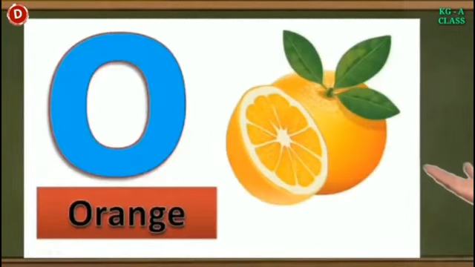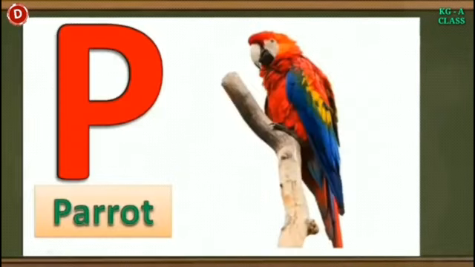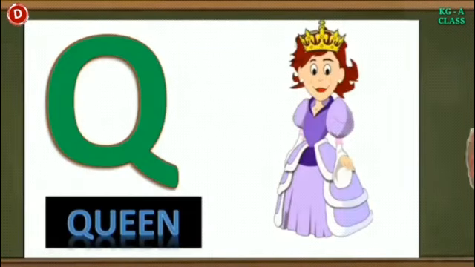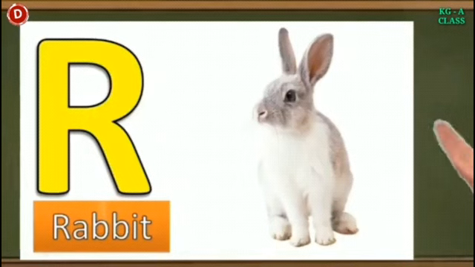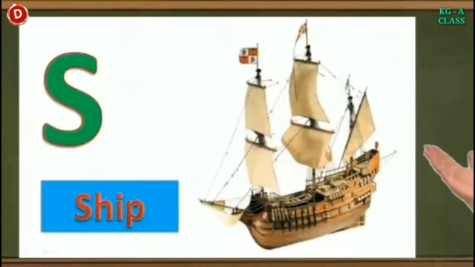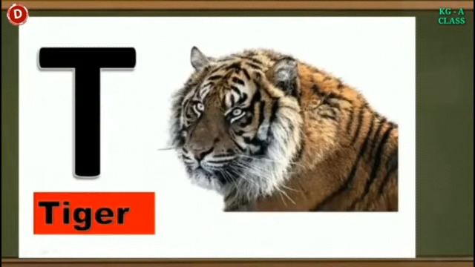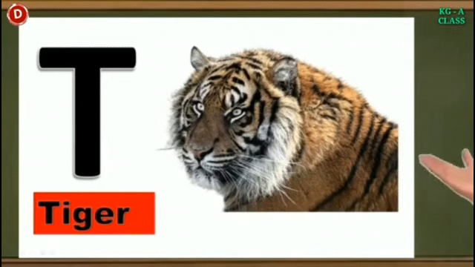Children, this is O. O for orange. Now comes P. P for parrot. Children, the next letter is Q. Q for queen. Now comes R. R for rabbit. This is S. S for ship. Now comes T. This is capital T. T for tiger. This is a tiger.